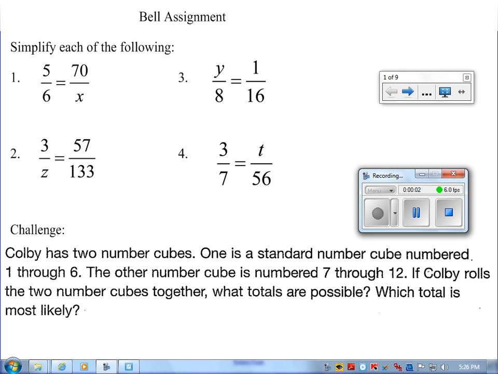If you would like for them to do the bell assignment, please pause now and have them work on it at their seats. When you're finished, you may go to the whiteboard, put your answer up there, and then go over the answers together. After that, I guess you need to pause this, and then after that, we'll continue with the lesson.